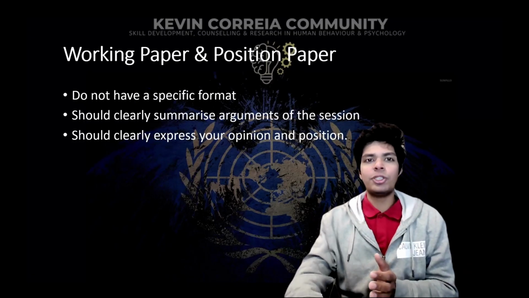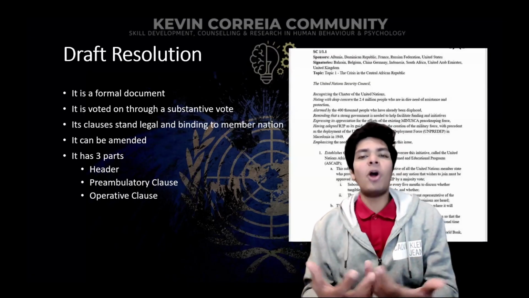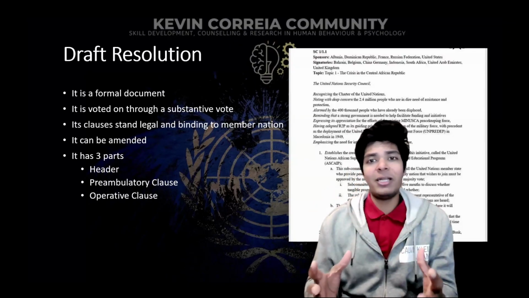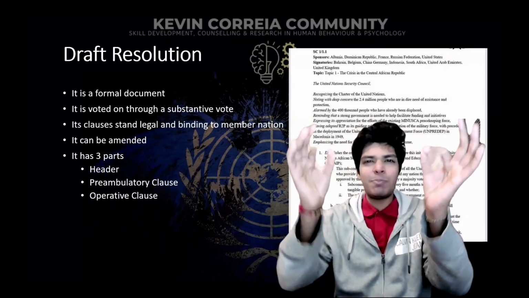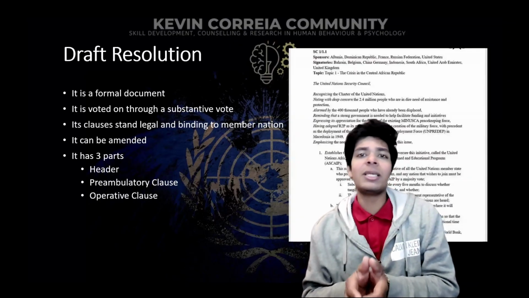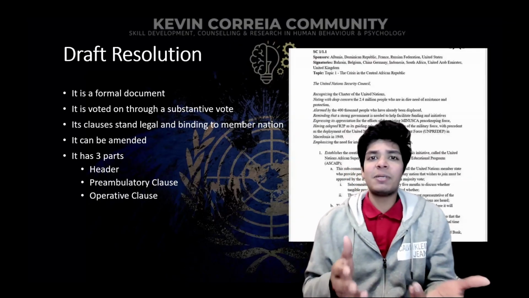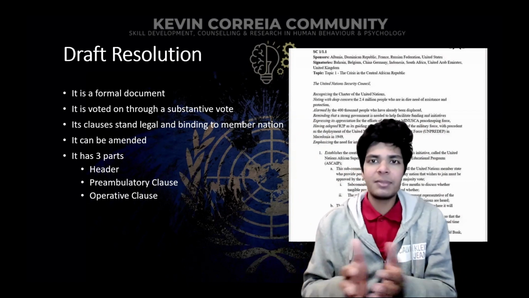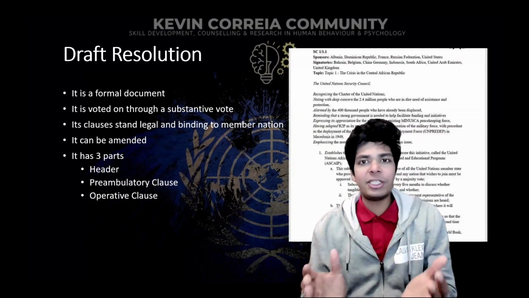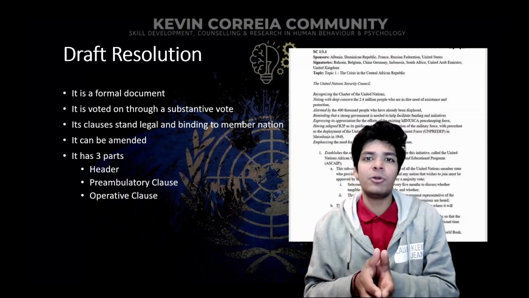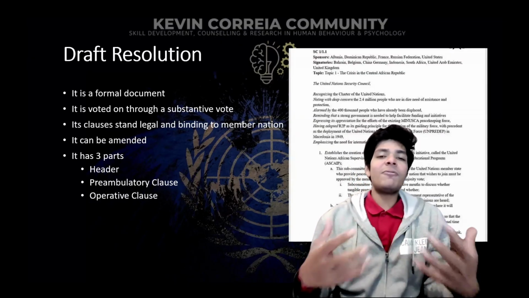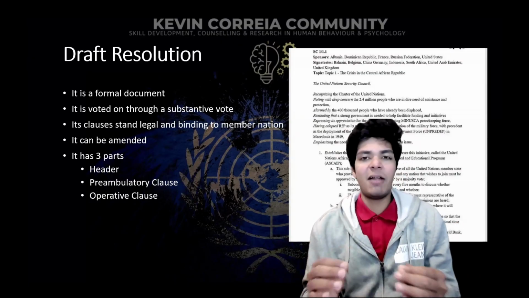So a draft resolution is a formal document. And why it is so important and so formal is because it has a very specific format that you need to follow. A draft resolution is voted upon using a substantive vote, that is a 66% vote or a two-third majority vote. And this particular document is legally binding and all member nations have to follow what is a part of this draft resolution if it passes. That being said, what is the format and how do you go about writing an amazing draft resolution?